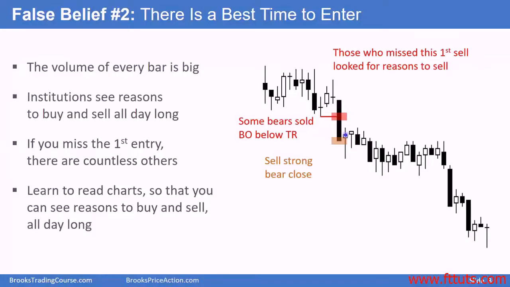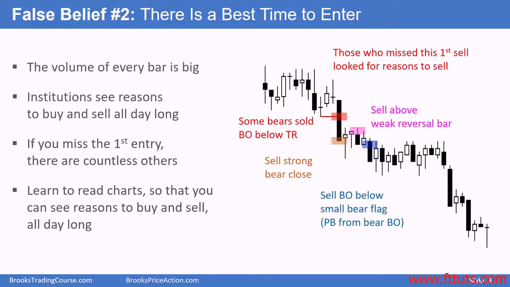So you have bulls who are trapped in, desperate for any bounce to sell, and you have bears who did not take the original sell, desperate for any bounce to sell. Chances are you're going to have a second leg down. So sell above the weak reversal, expecting at least a little bit more down. And then you got trend resumption. We have a bear bar closing on its low. Sell below that bar.